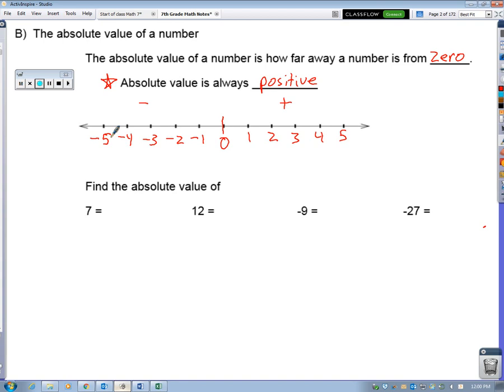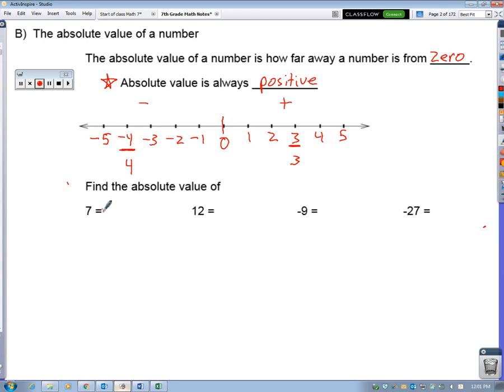For example, if we wanted to find the absolute value of positive 3, it is 3 places away from 0. So 3 would be the absolute value of positive 3. Pretty simple. And same with a negative number. Let's say we wanted to find the absolute value of negative 4. Negative 4 is 4 places away from 0, so its absolute value is 4. It's not going to be negative 4 because we're talking about how far away from 0 it is. It is 4 away from 0.